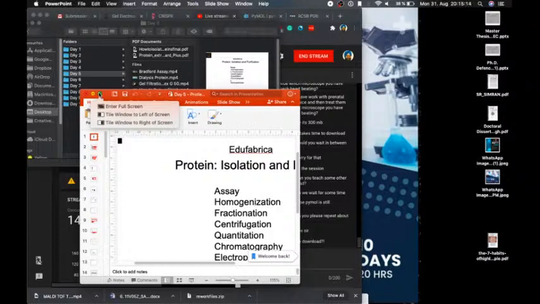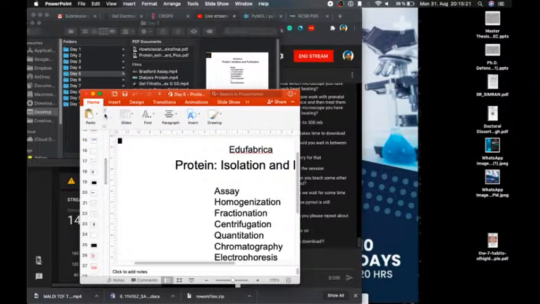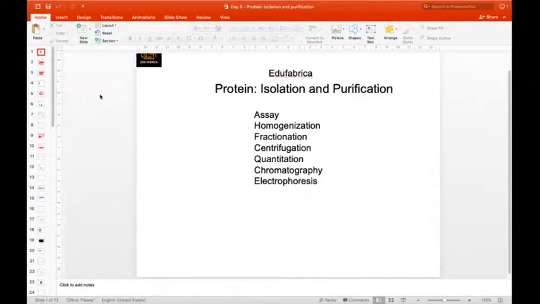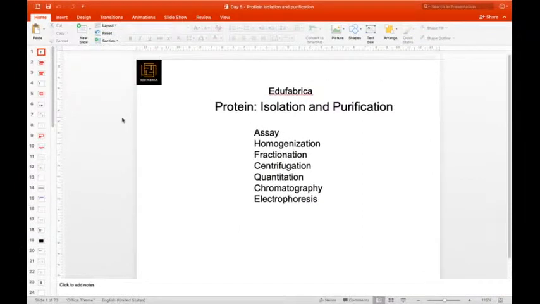Today I was reading the book by Wilson and Walker, and I saw there are so many techniques left for you, like spectrophotometry, X-ray crystallography, and NMR. But I will not cover them here. I think I will put them in the proteomics lecture.